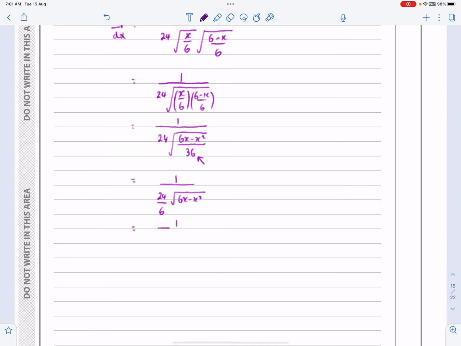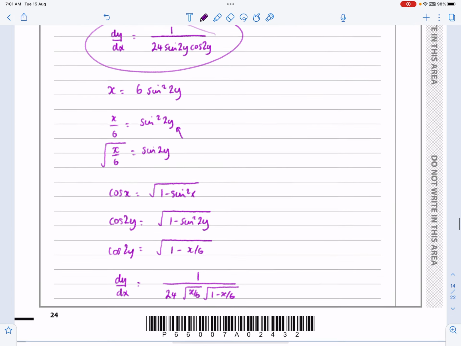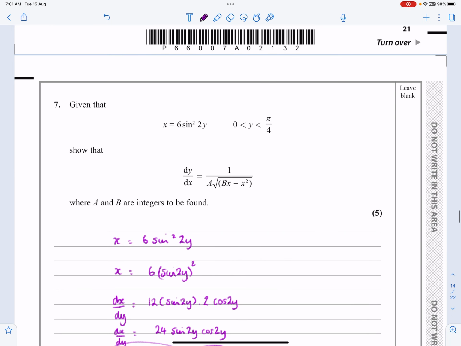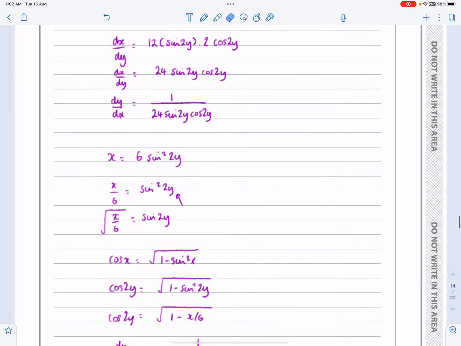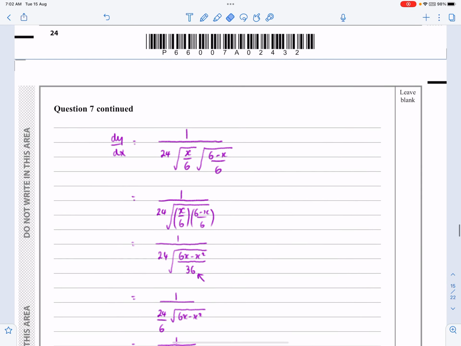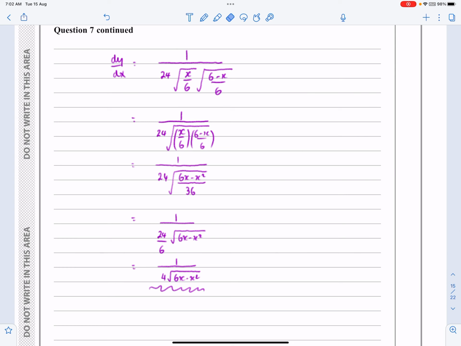So I get 1 over 4 root 6x minus x squared. And that is actually in the same format as what we wanted in the question there. It's in the same format with A being equal to 4 and B being equal to 6. I'm just delighted it actually looks like the same style as the actual answer there. So I'm pretty sure I must have got that right as we're going through.